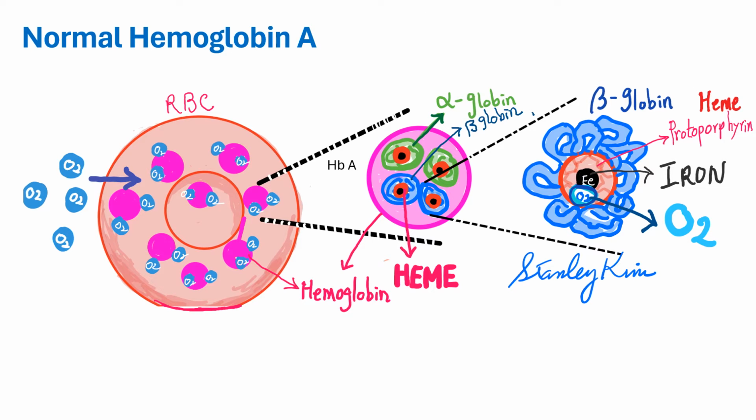Let's go over the structure of normal hemoglobin A. Red blood cell is basically comprised of many hemoglobins inside and the membrane wrapping and protecting them. Let's zoom in on the hemoglobin. Hemoglobin is comprised of two alpha globin chains and two beta globin chains. In the center of each globin is the heme unit. The heme is comprised of protoporphyrin and ferrous iron, the reduced form of iron. And oxygen is attached to the iron molecule.